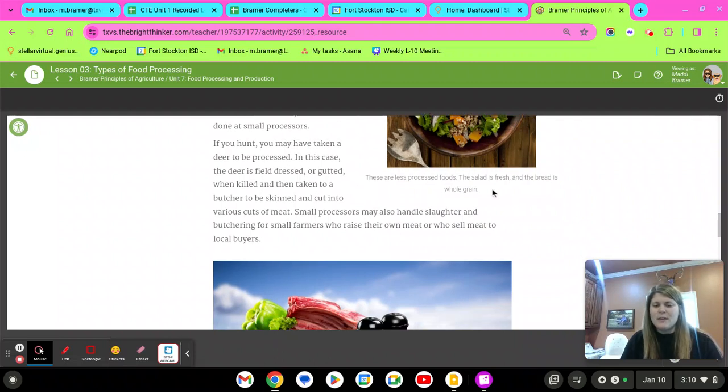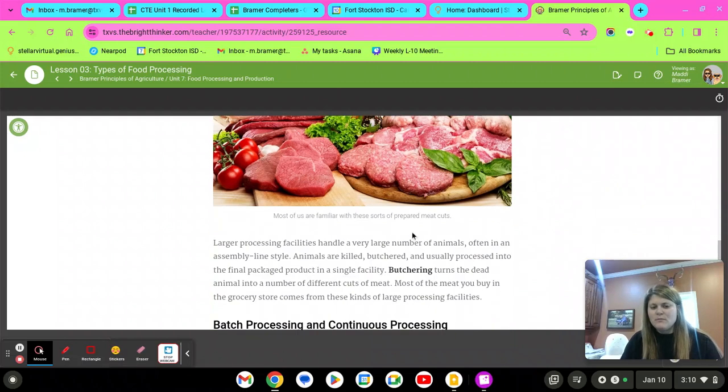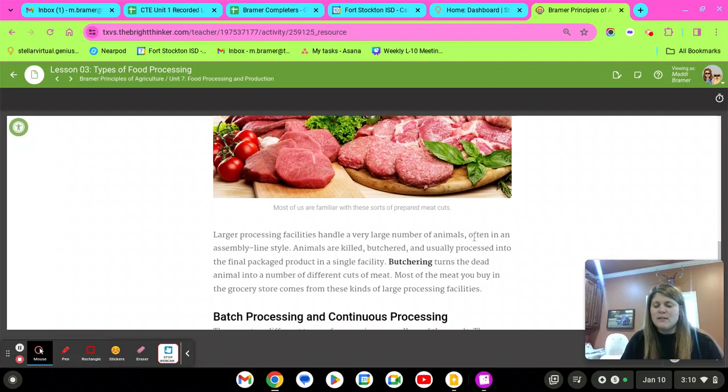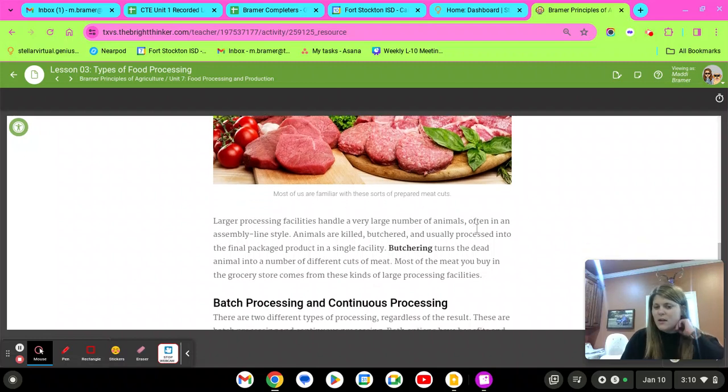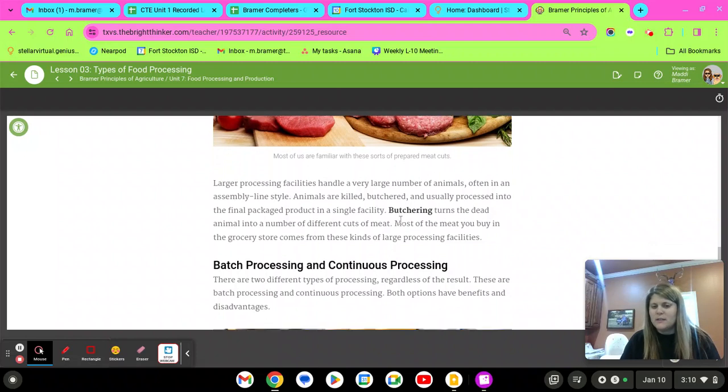Small processors may handle slaughter and butchering for small farmers who raise their own meat. But large ones are typically where you're going to get your meat from, large processing facilities. And the animals are killed, butchered, and processed into the final product in a single facility, usually. Butchering is the term that turns a dead animal into a number of different cuts of meat. Most of you buy it in the grocery store, and that's going to come from these really large processing facilities. Think of like Tyson.